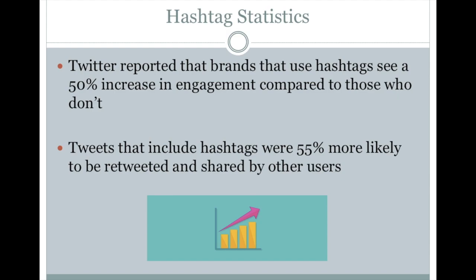Here's a couple stats from Twitter. Obviously, Twitter hashtags are probably where it's the most important, Twitter and Instagram, because they were born there. But Twitter reported that brands that use hashtags see a 50% increase in engagement compared to those who don't. That's pretty significant. And tweets that have hashtags were 55% more likely to be retweeted and shared by other users. I mean, it's kind of a no-brainer, right? When you join the bandwagon, you jump on the train, everyone else is there too. It's not that hard to grasp, right?